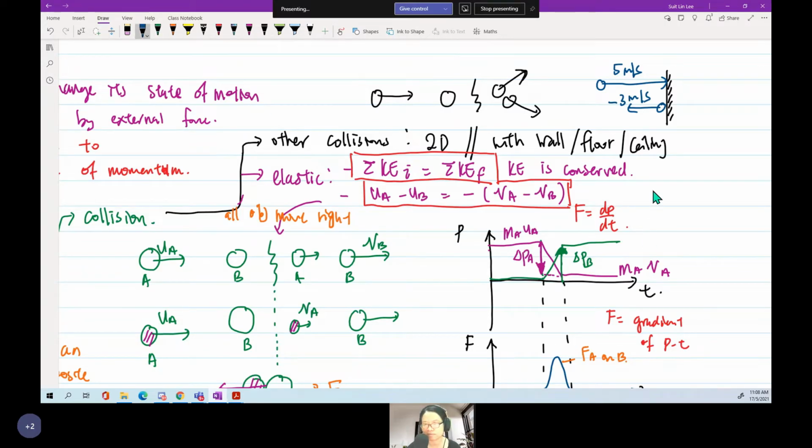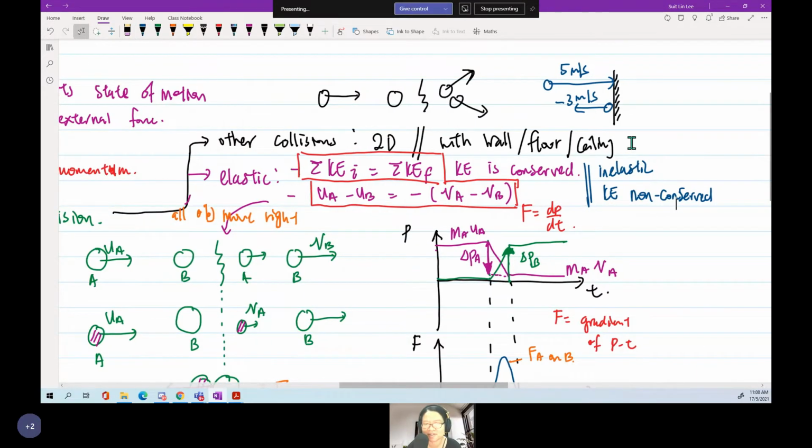Inelastic collision. Inelastic simply means KE is not conserved. So it means that you lost some energy during collision, maybe as sound or as heat. Because when you collide, there's vibration, right? If you clap your hands repeatedly, your hands will get hot. You can try, but I don't think it's necessary.